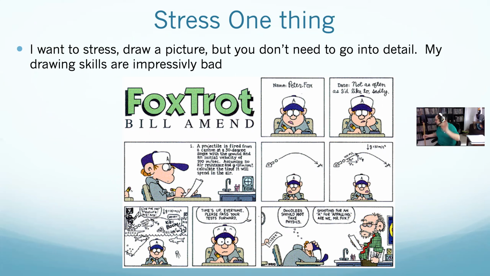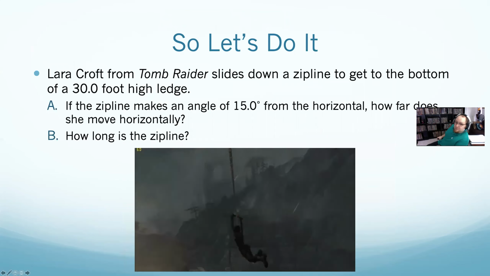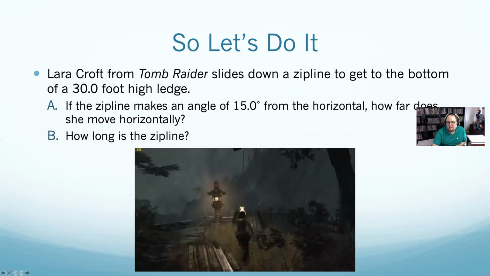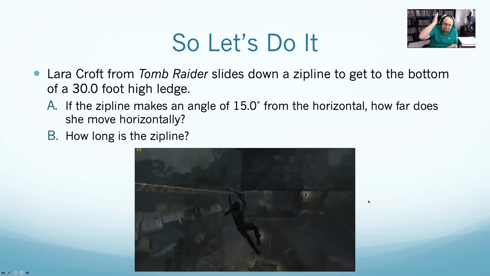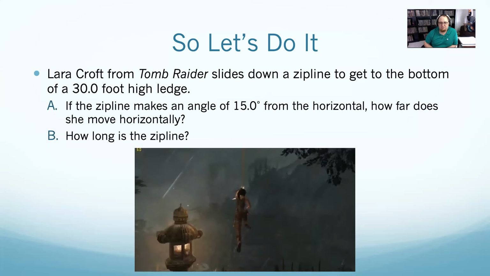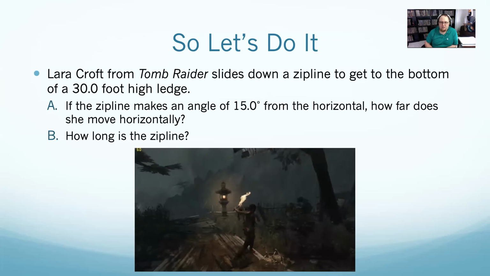But all of this was a segue. Well, not really a segue. All of this was an interruption. See, what we were talking about right here is trigonometry. So let's go back to that, and let's do a problem. And my problem is, Laura Croft from the Tomb Raider games slides down a zip line to get to the bottom of a 30-foot high ledge. You can see it in GIF form attached. If the zip line makes an angle of 15 degrees from the horizontal, how far does she move horizontally? And also, how long is the zip line?